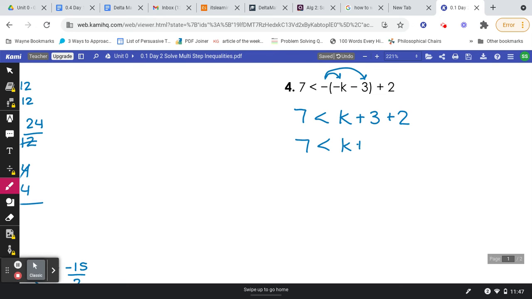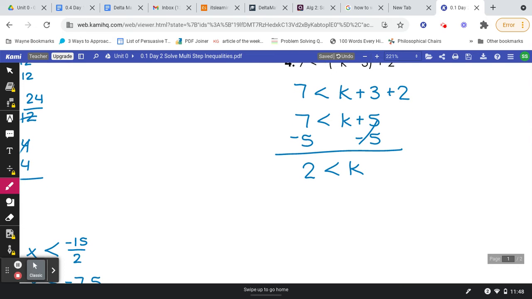We'll add the 3 and the 2 to get 5 and subtract the 5. 2 is less than k. Of course, I want to flip it around so that the variable, the letter, is always first. So I'll write it as k is greater than 2.